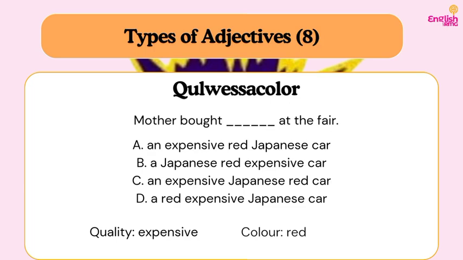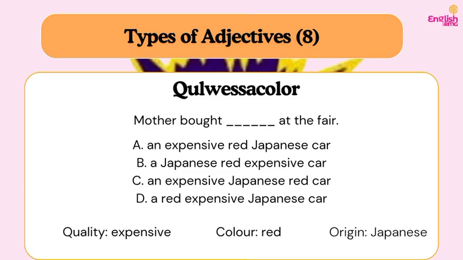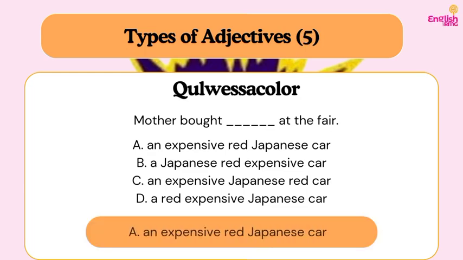We don't know the age as well, but we're told the color. The color is what? Red. So the order is expensive, red. So we are left with what? Japanese. And Japanese is from the what? Origin. So we say the origin is what? Japanese. So we have expensive, red, Japanese car. So that's the correct order. And that means that our answer is what? A. An expensive, red, Japanese car.